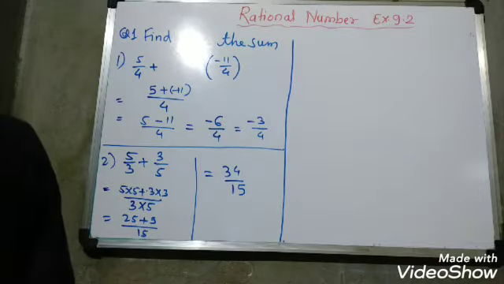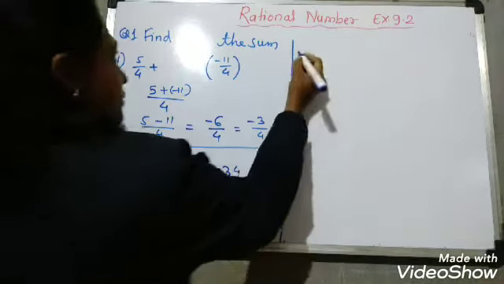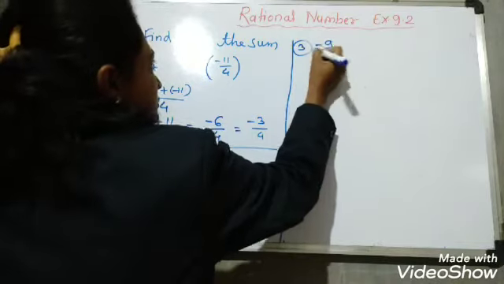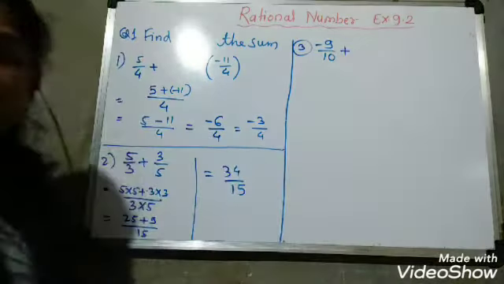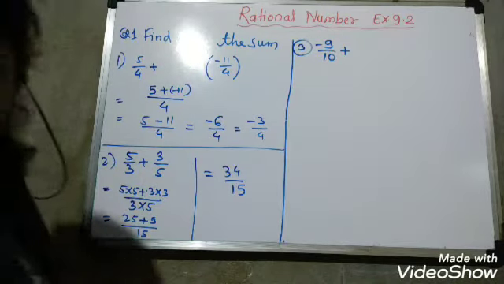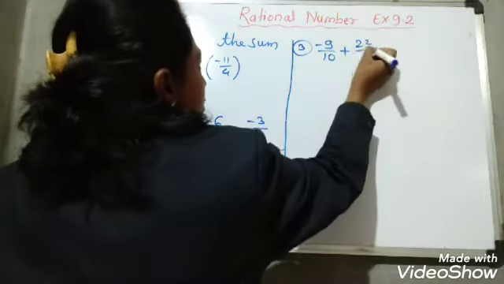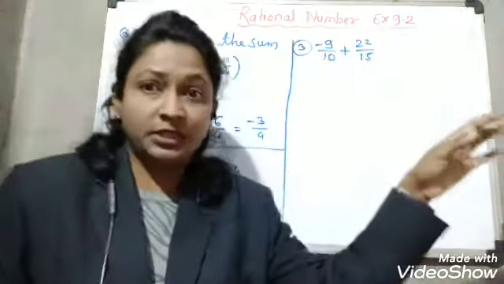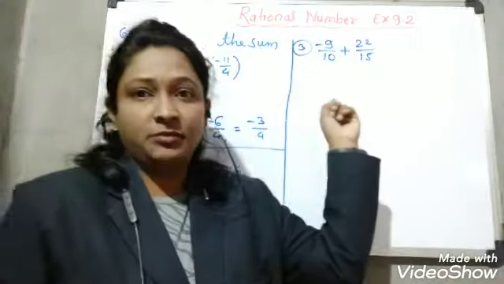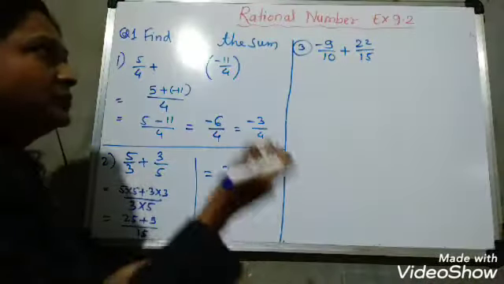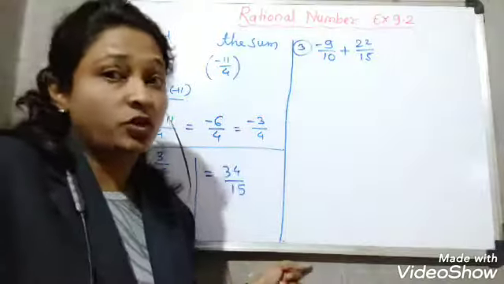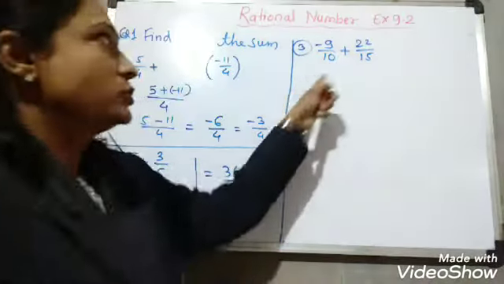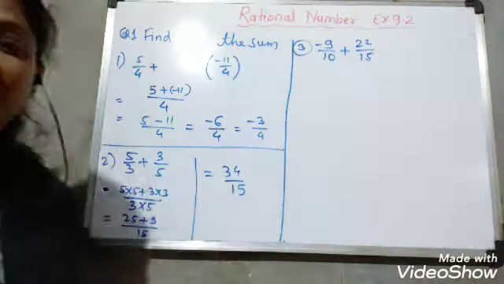So our third example is minus 9 upon 10 plus 22 upon 15. Here also, see students, you can do cross multiplication or the LCM method. Now here I am solving by the LCM method. For that I request you to please watch my video on fractions, so you will understand how I am solving by the LCM method.